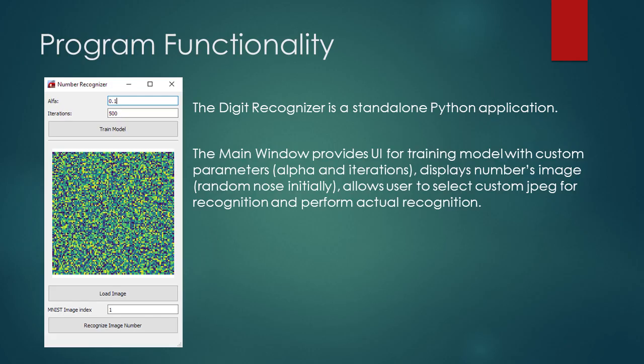The Digit Recognizer is a standalone Python application. The main window provides a UI for training the model with custom parameters, alpha and iterations, displays the number's image, random noise initially, and allows the user to select a custom JPEG for recognition and perform the actual recognition.